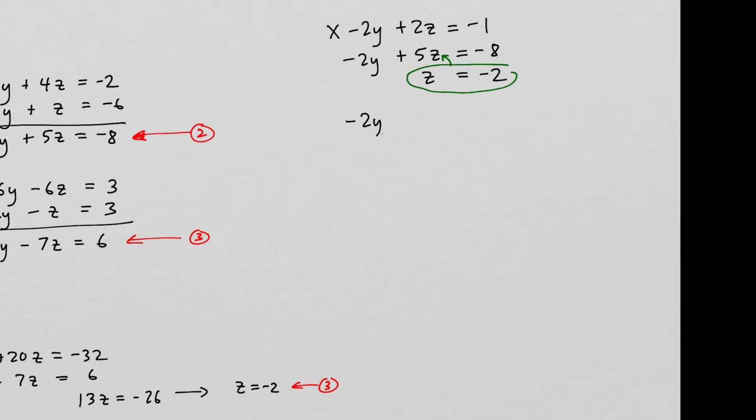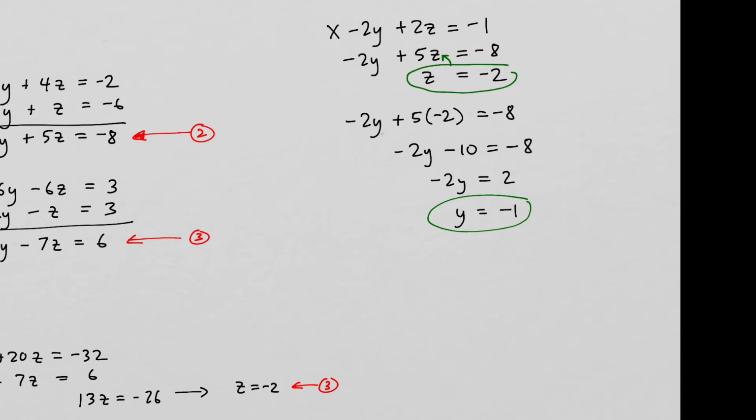But then we can take this value of z and plug it into the equation right above it to get negative 2y plus 5 times negative 2 is equal to negative 8. And this is negative 2y minus 10 equals negative 8. Adding 10 to both sides gives us negative 2y is equal to positive 2. And then dividing by negative 2, we get y is equal to negative 1.